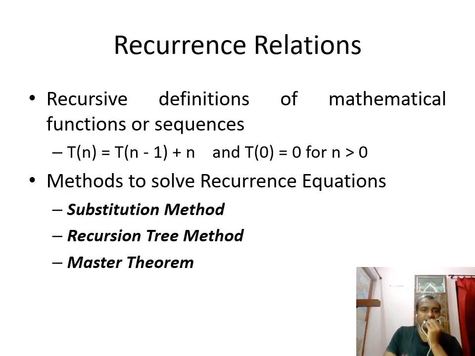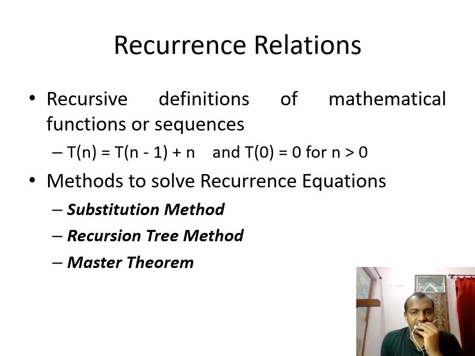Now, next topic is recurrence relations. As you know, in mathematics, we have already studied the recurrence relations. It means it's a recursive definition of a mathematical function or simply a sequence. Let us take an example of T of n is equal to T of n minus 1 plus n, and this is the initial condition: T of 0 is equal to 0 for all n greater than 0.